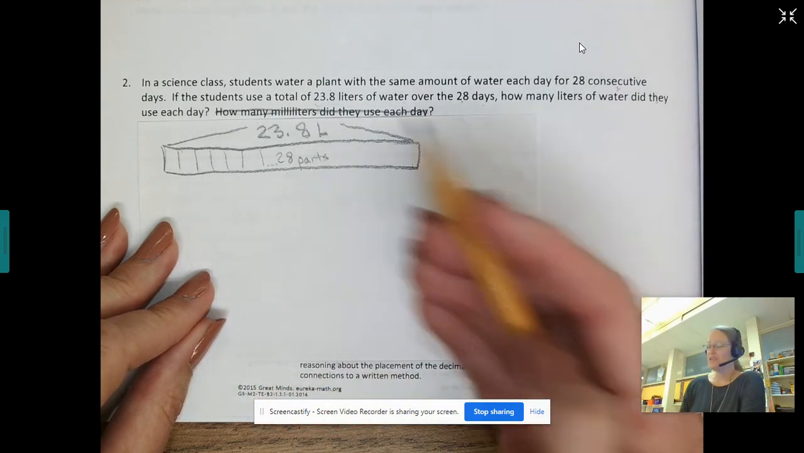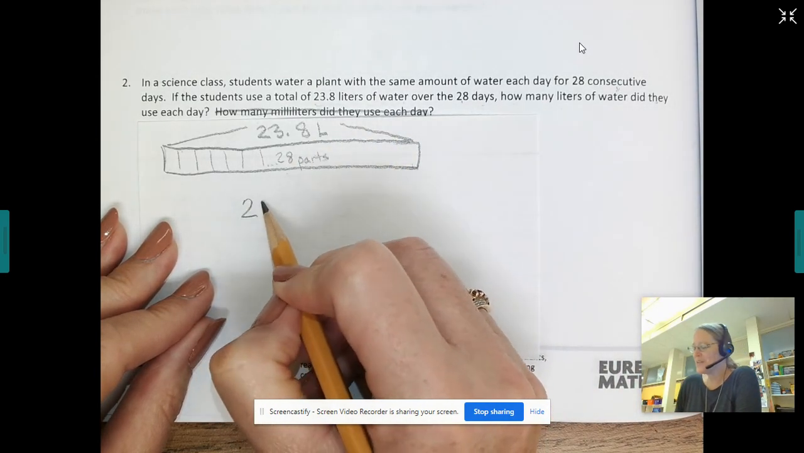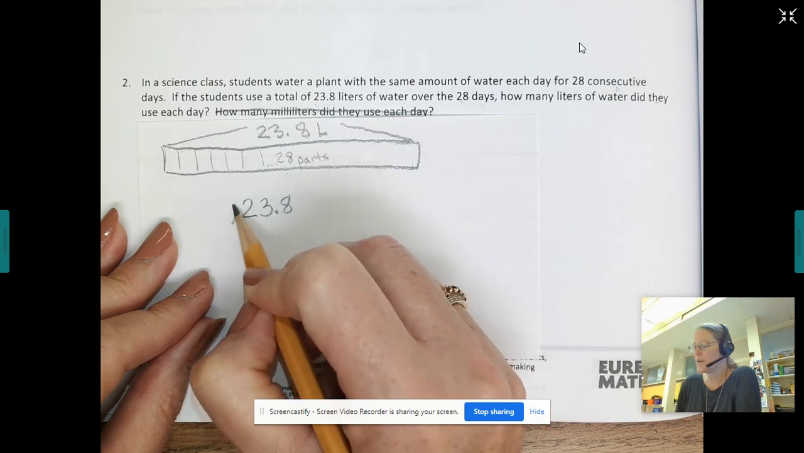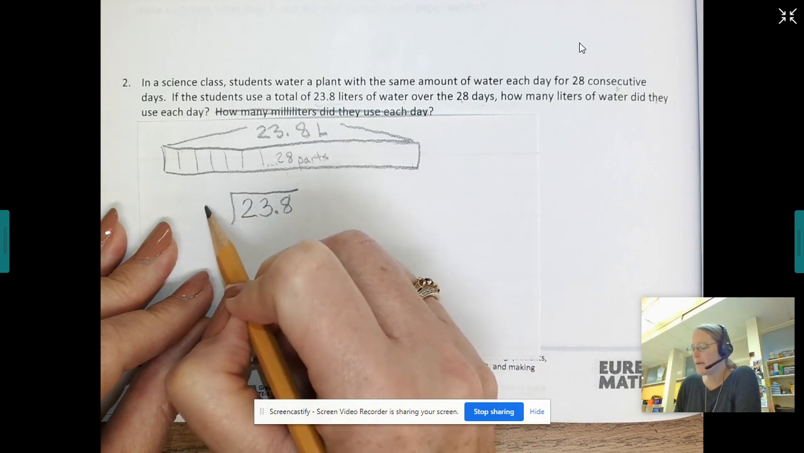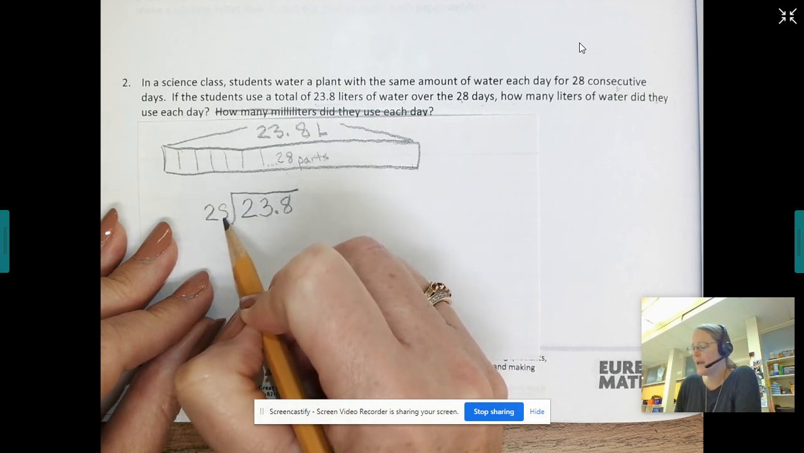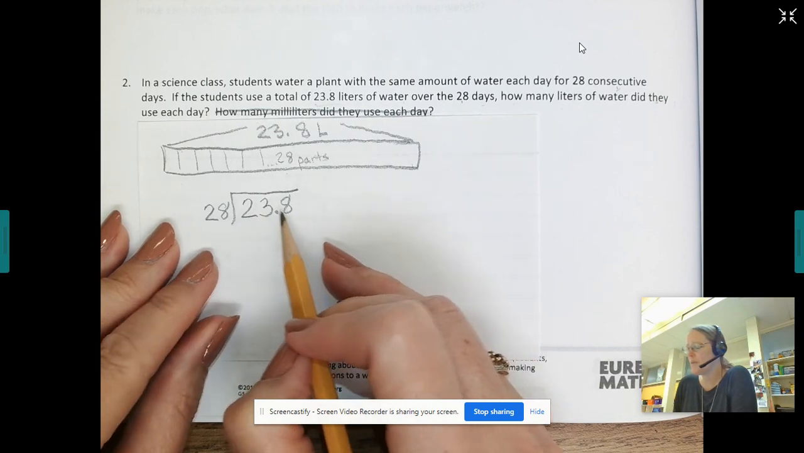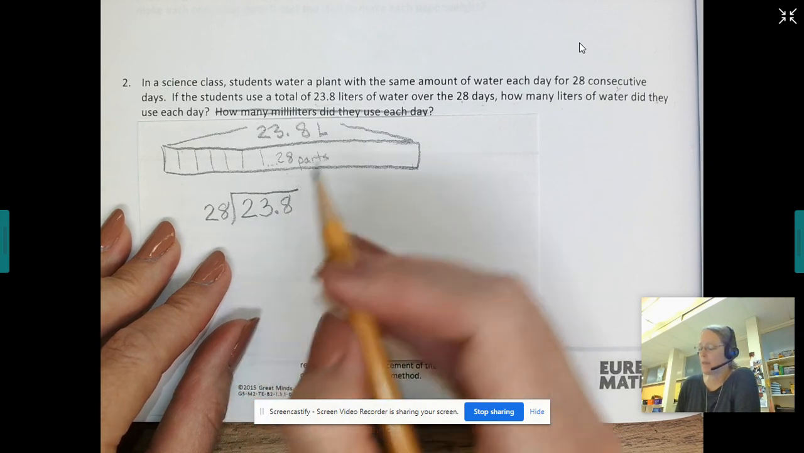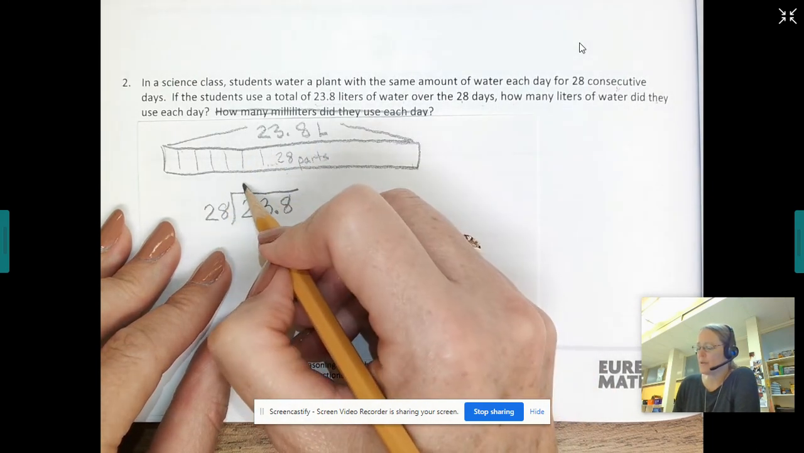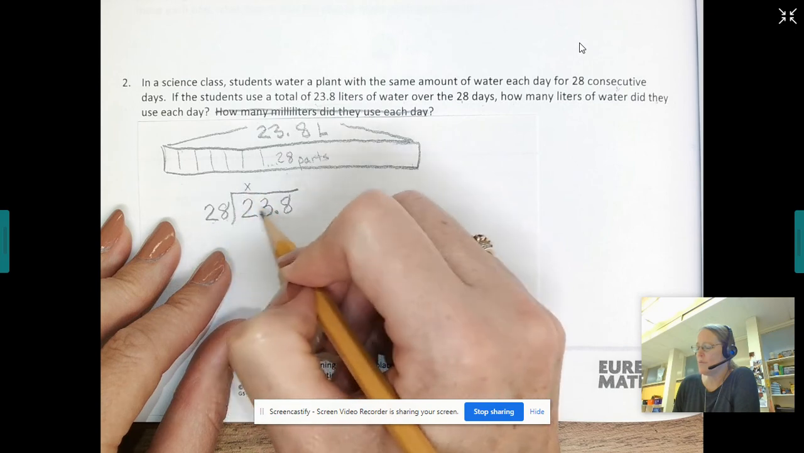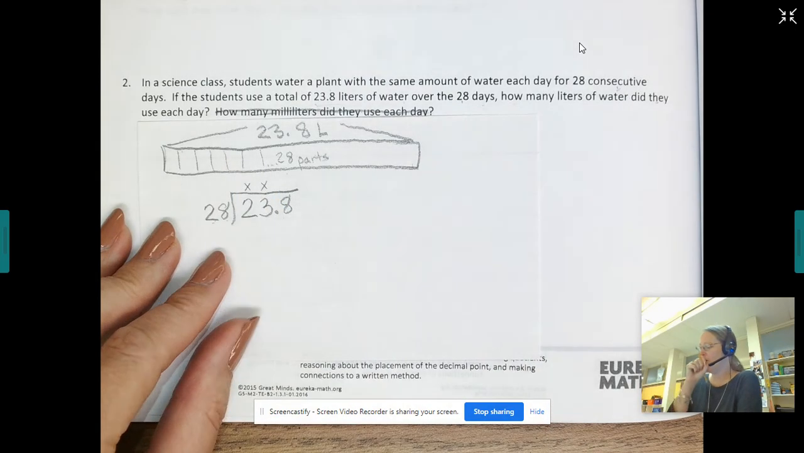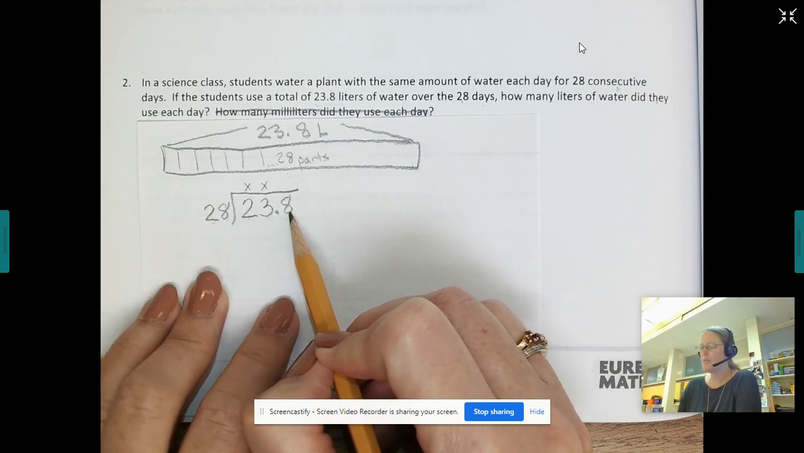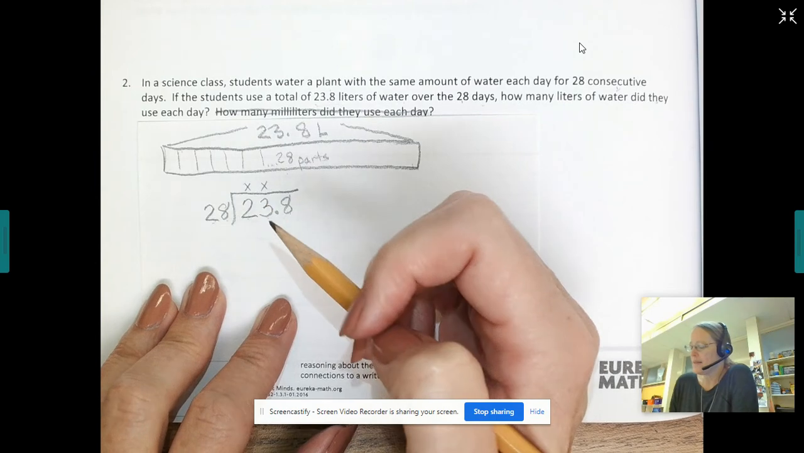Let's set up our division problem to solve. 23 and 8/10. Remember, the water is what is being split over 28 days, and that should tell us how much water the plant gets each day. 28 won't go into 2. 28 won't go into 23. 28 will go into 238. How many times? Let's see here.